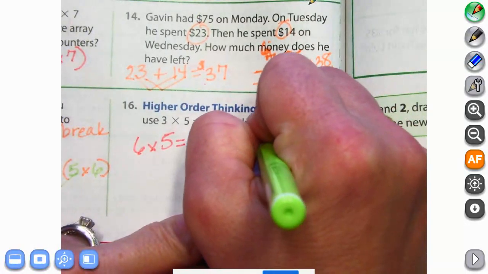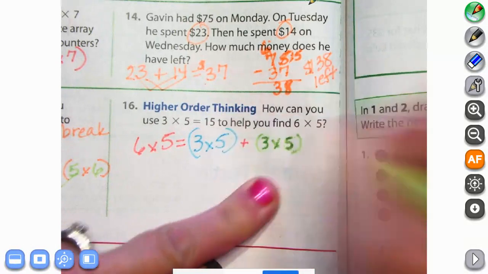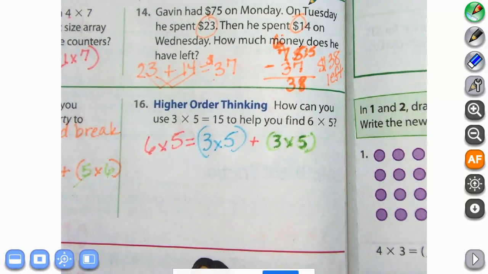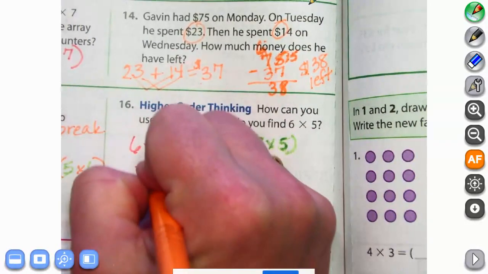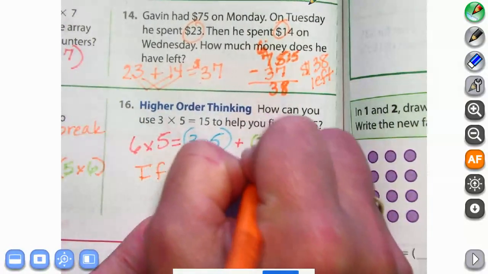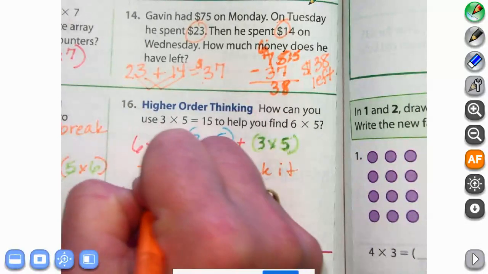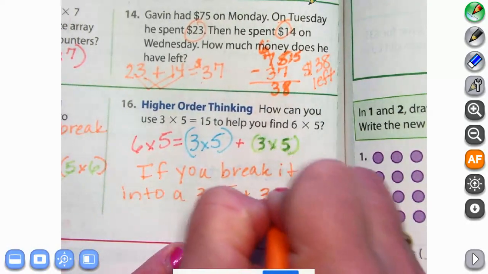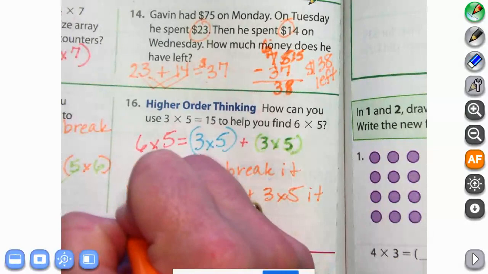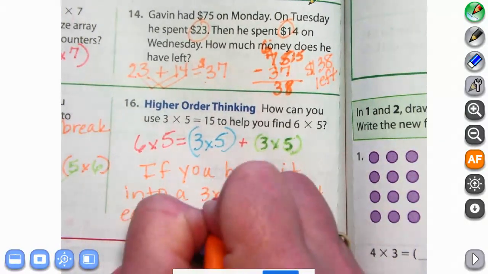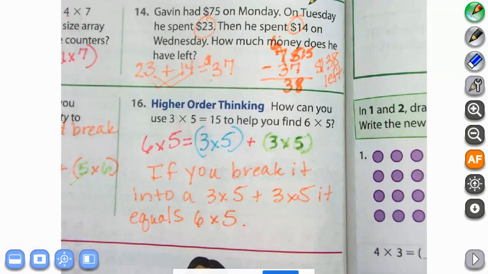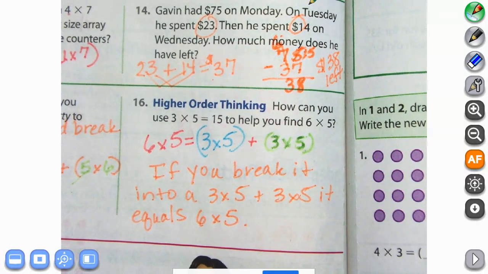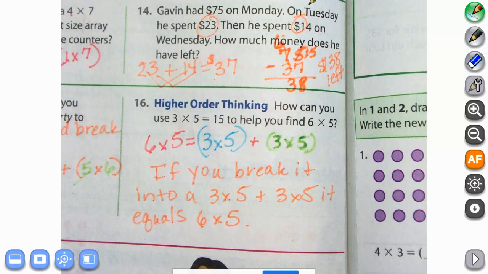Let me make that a little darker for you to see. So my words are, if you break it into a 3 times 5 plus a 3 times 5, it equals 6 times 5. All right, you might want to pause that so you can get that all written down.